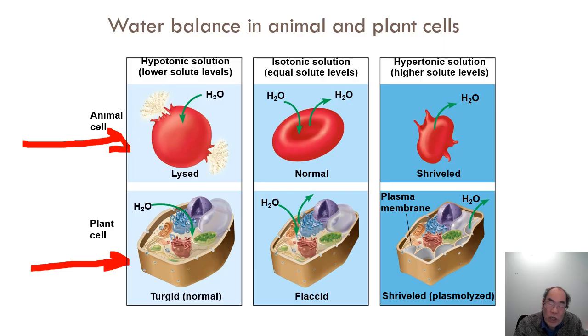In a hypertonic solution, we have a very high level of solutes in the solution, so water will move out of the cell into the solution, and the cell will shrivel up. Okay, in a plant cell, water will diffuse out of the cell, and the cell membrane will shrink, and we call that plasmolysis, and the plant will wilt because it's losing water.